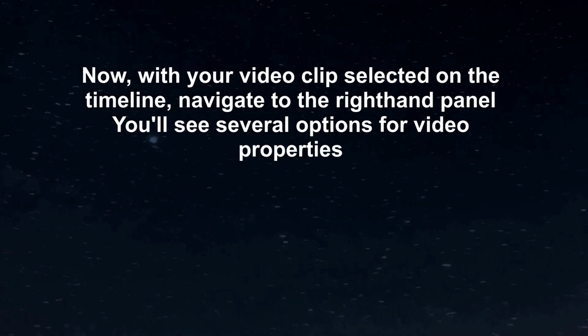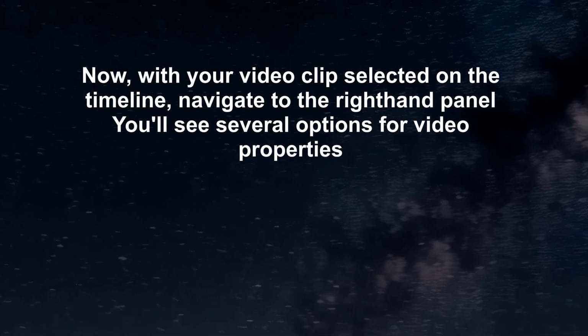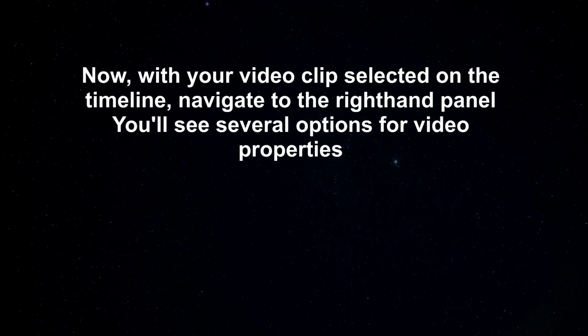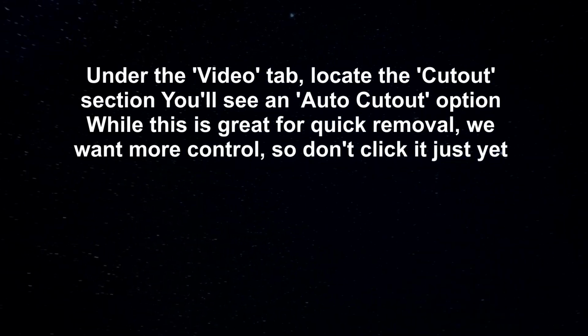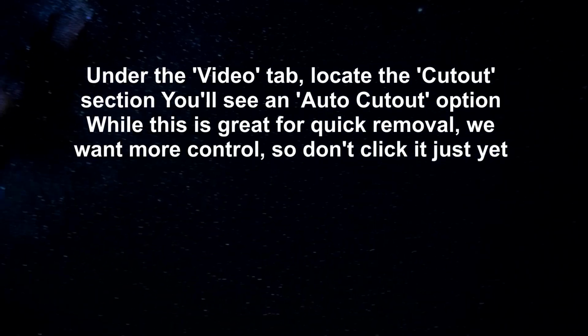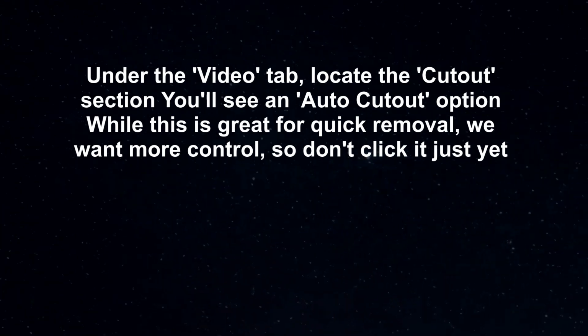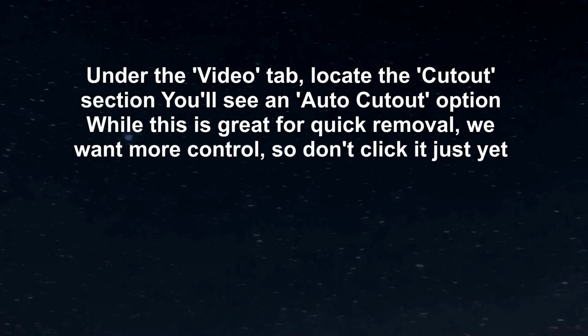Now, with your video clip selected on the timeline, navigate to the right-hand panel. You'll see several options for video properties. Under the Video tab, locate the Cutout section. You'll see an Auto Cutout option. While this is great for quick removal, we want more control, so don't click it just yet.